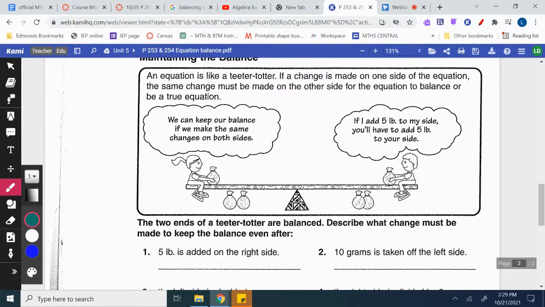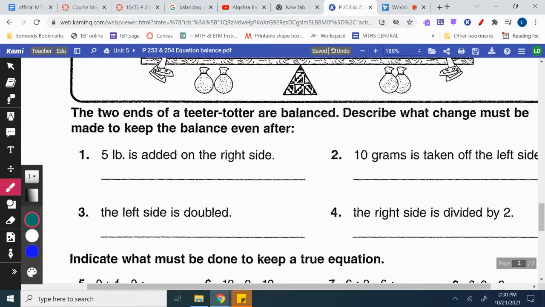Now, the second page, page 254, is also talking about balancing the equation. What we do to one side, we're going to do to the other. And so we need to make sure that we keep this balanced. What we do to one side, we do to the other. So if 5 pounds is added to the right side, what am I going to do to the other one? I'm going to add 5 pounds to the left.